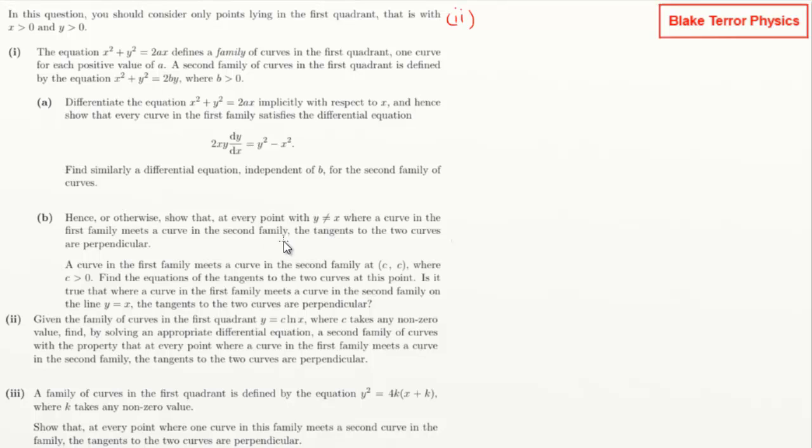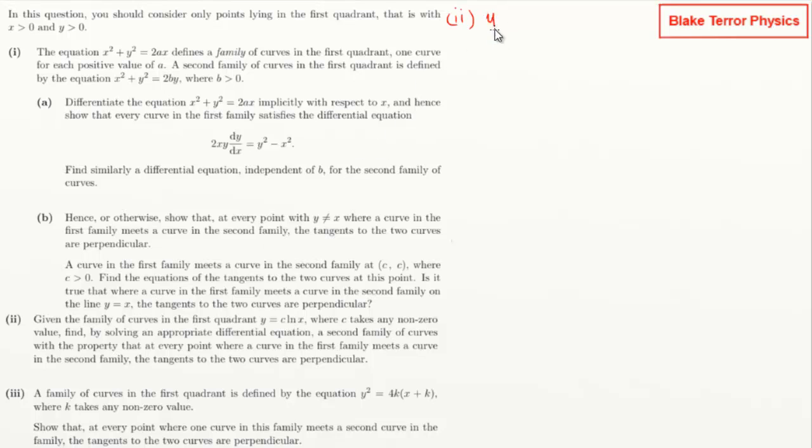Given the family of curves in the first quadrant, y equals c natural log of x, where c takes any non-zero value. Okay, fine, by solving an appropriate differential equation, find the second family of curves with the property that at every point where the curve in the first family meets the curve in the second family, the tangents are perpendicular.